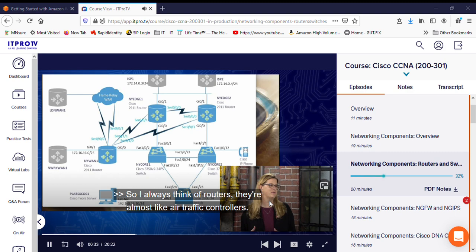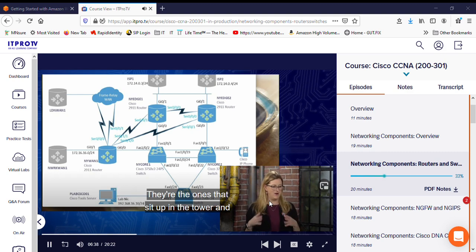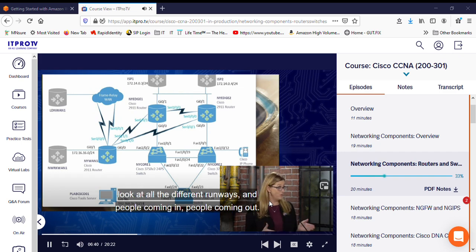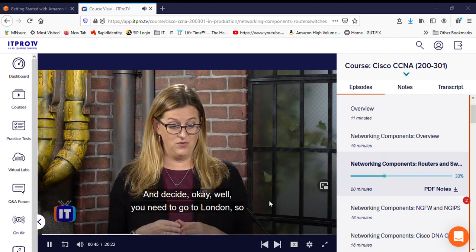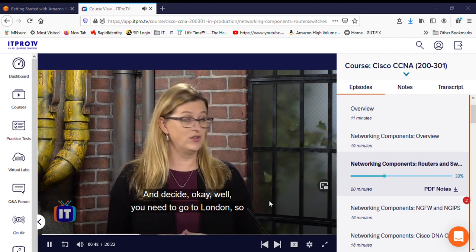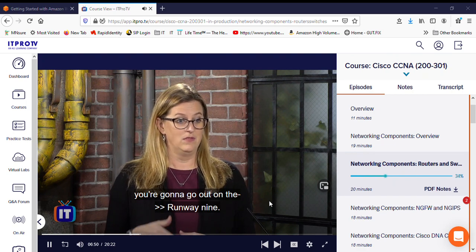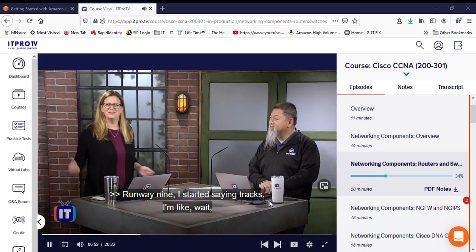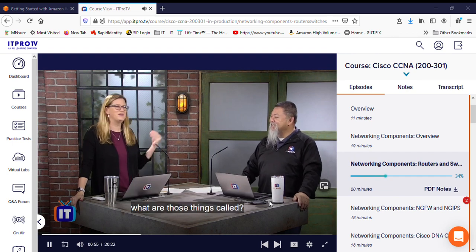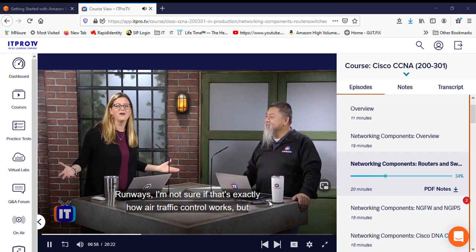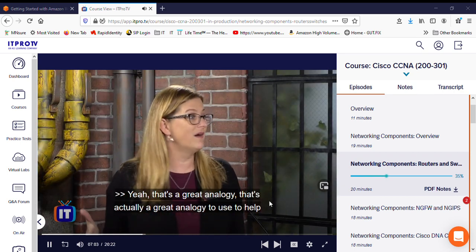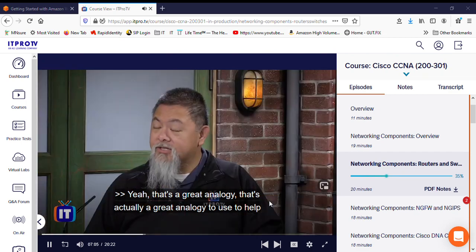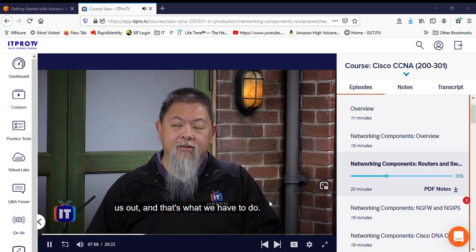So I always think of routers, they're almost like air traffic controllers. You know, they're the ones that sit up in the tower and look at all the different runways and people coming in, people coming out, and decide, okay, well, you need to go to London, so you're going to go out on Runway 9. I started saying tracks. I'm like, wait, what are those things called? Yeah, runways. I'm not sure if that's exactly how air traffic control works, but that's what it makes me think of. No, that's actually a great analogy to use to help us out. But that's what we have to do.